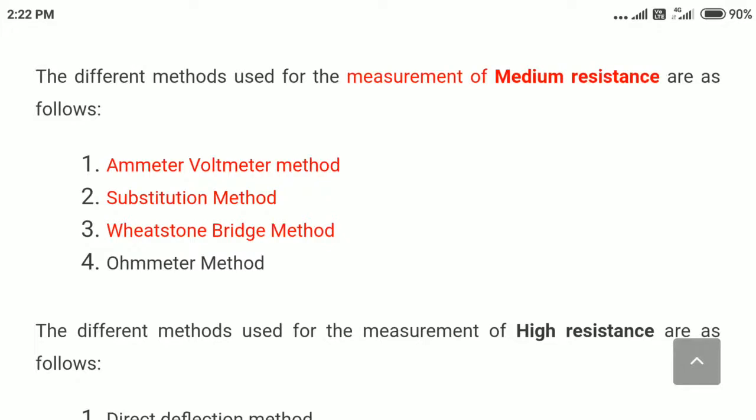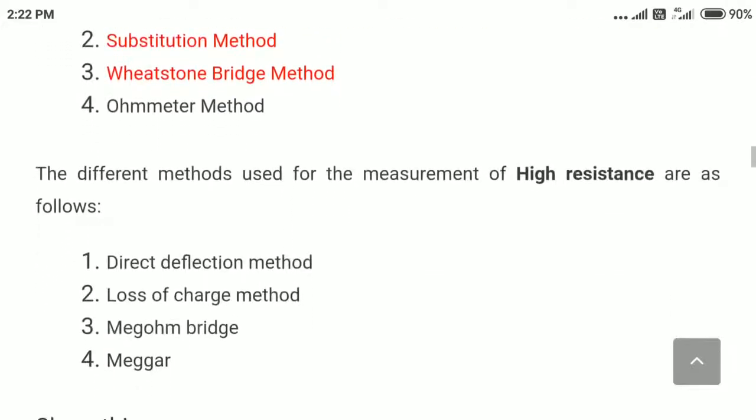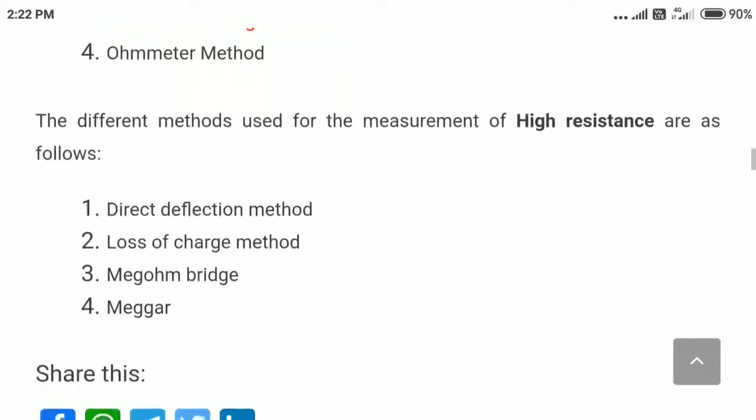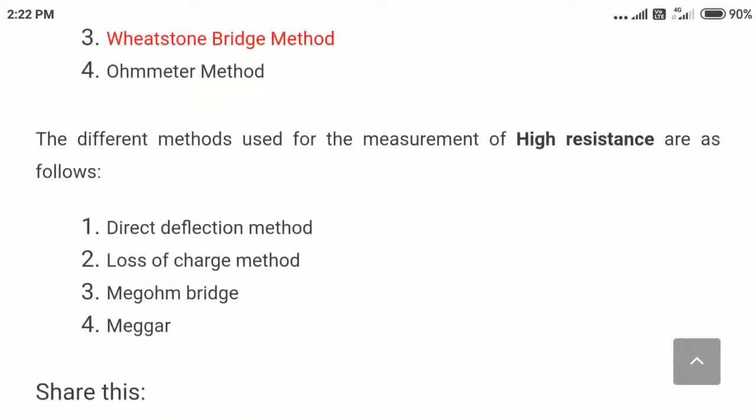The third type of resistance is high resistance. The different methods used for the measurement of high resistance are as follows: number one, direct deflection method; number two, loss of charge method; number three, Meg-Ohm bridge method; number four, Megger method.